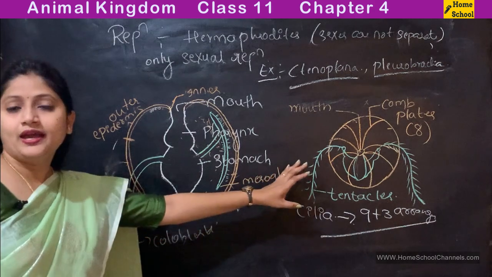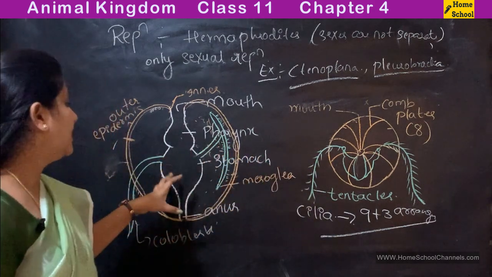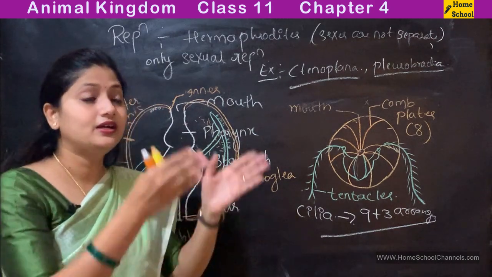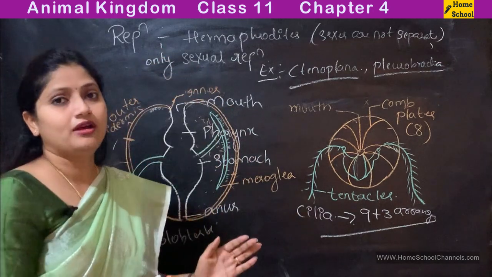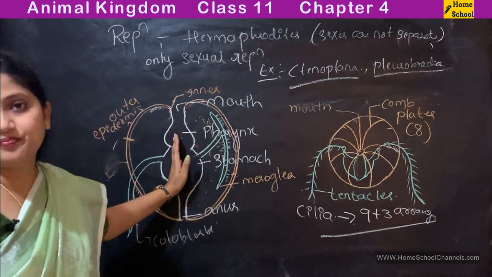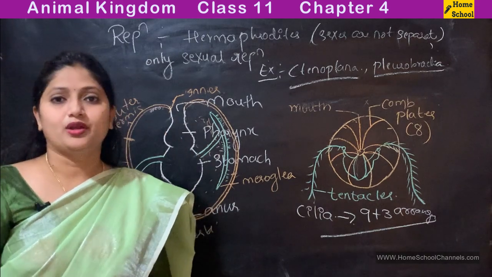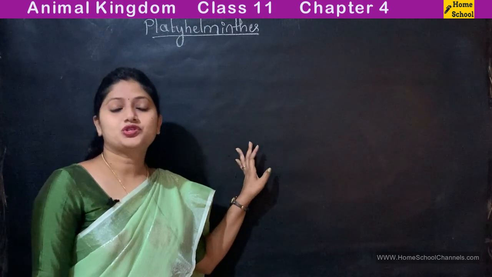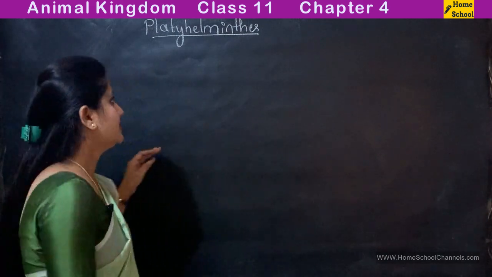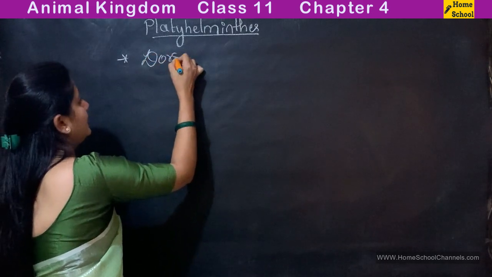So this is an outer view of a member of Ctenophora, and this is the inner view, when you look into the central cavity, it looks in this way. Alright. So, we will move on to the next phylum now. The next phylum is Platyhelminthes. The members which belong to the Platyhelminthes are usually dorsiventrally flat.